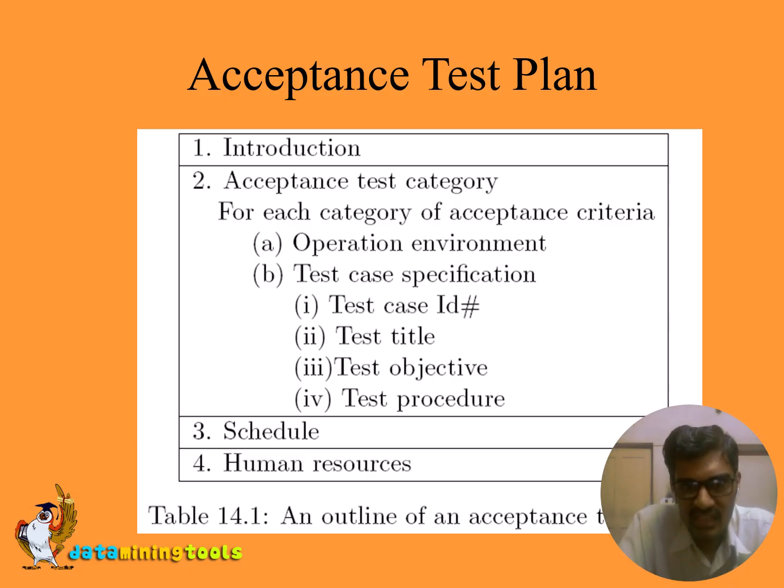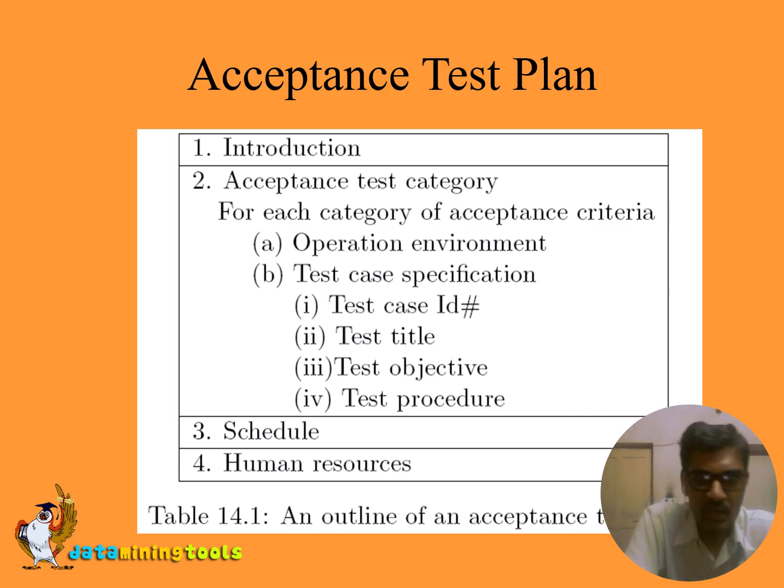So this test plan has an introduction, that includes the definition of the test. Next, the acceptance test category. You'll divide it into the operation environment and the test case specification: test ID, title, objective, test procedure. For instance, test ID is 1, test title is login screen, and the test objective is to check whether the user is correctly able to log into the application with the correct username and password. The procedure is either manual testing or automated testing. In manual testing, you manually enter the username and password and see if it is working. When it is automated, you run scripts to get it done.